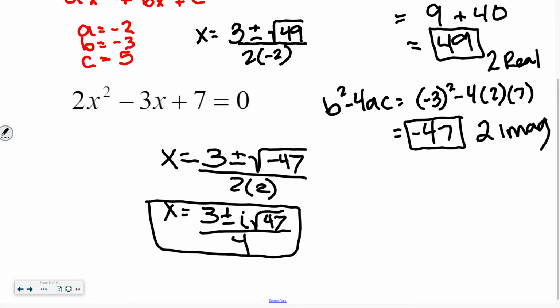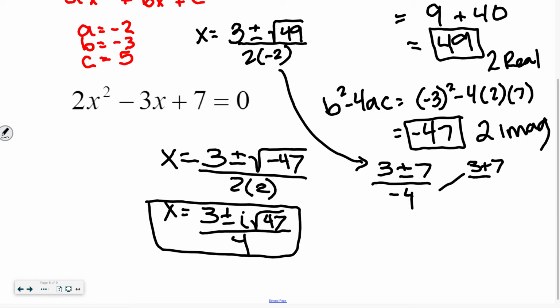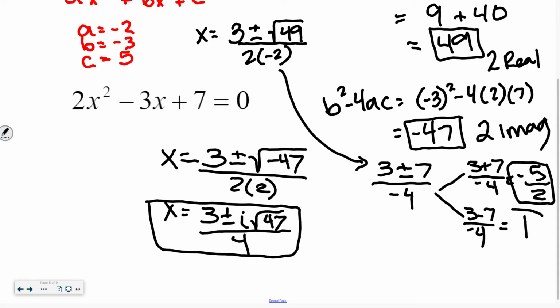On the one above it, if 49 is my discriminant, then I have some more work to do, right? What's the square root of 49? 7. So I would do like 3 plus or minus 7 all over -4. And then I can do 2 problems there because everything's a nice number. I can do 3 plus 7 divided by -4 and 3 minus 7 divided by -4. So this one would be 10 over -4, which is negative 5 halves. And this would be negative 4 over negative 4, which is positive 1. Okay, so those are my two real solutions.